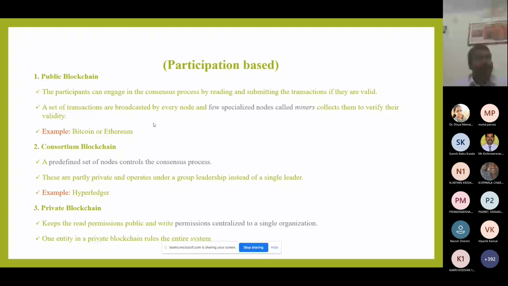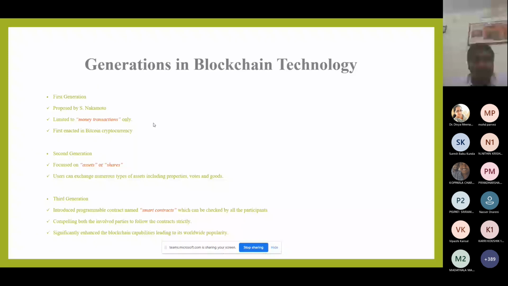Then we have consortium blockchain, where a predefined set of nodes will control the consensus process. And this is partly private because some nodes actually control the consensus process. Example, Hyperledger. Then we have private blockchain that keeps the read permission public, and write permission is given to some particular nodes. So the write permission is centralized to a single organization. So one entity in a private blockchain rules the entire system.